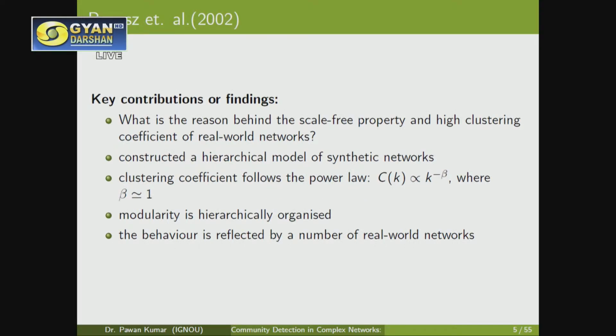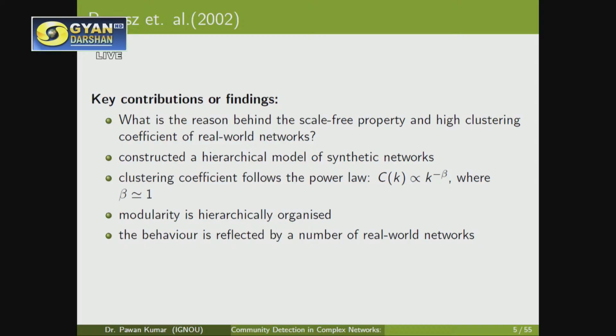And then the third characteristic was discovered by Ravasz et al. in 2002. The key contribution of Ravasz was this: previous researchers had discovered that real world networks have a scale free property and a high clustering coefficient. So Ravasz et al. thought about what could be the reason behind these two properties which occur simultaneously.